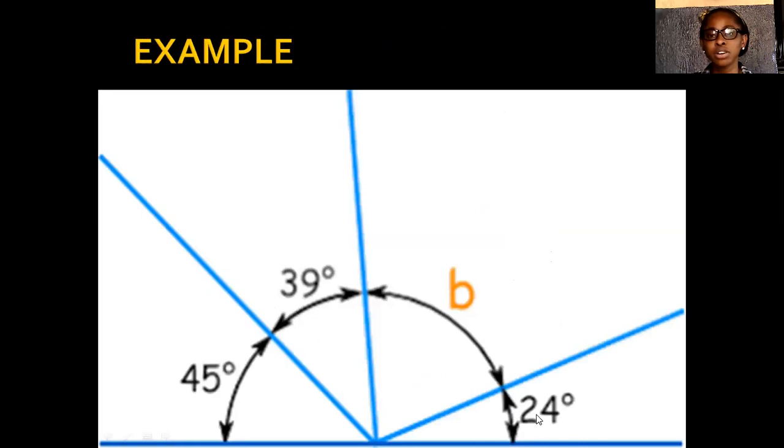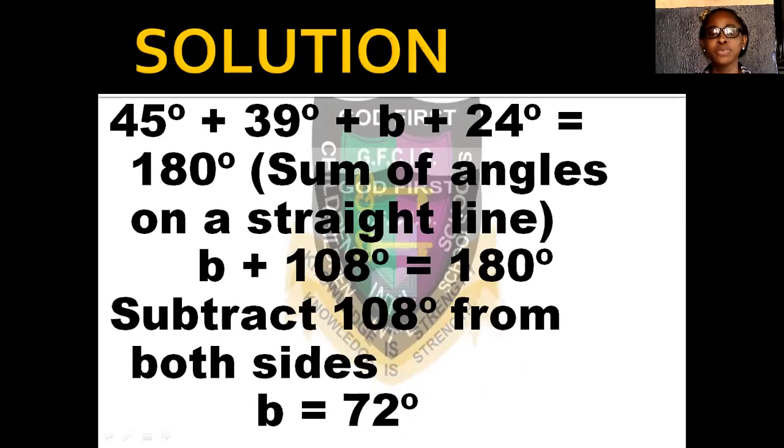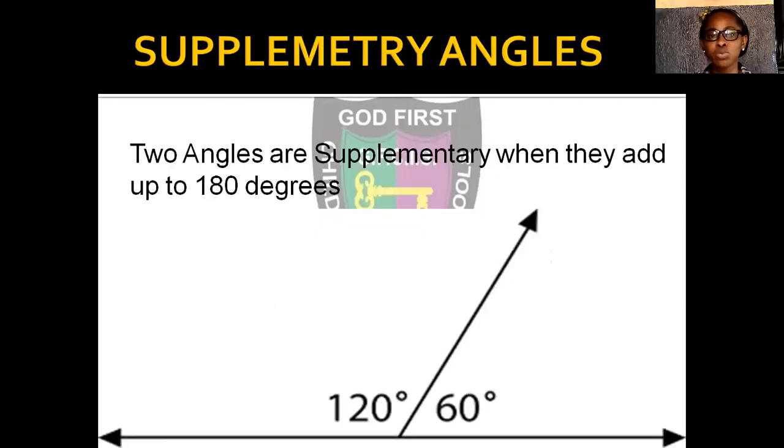The addition of 24 degrees plus B, which is 72 degrees, plus 39 degrees plus 45 degrees, will sum up to 180 degrees. So let's move ahead to the next one.